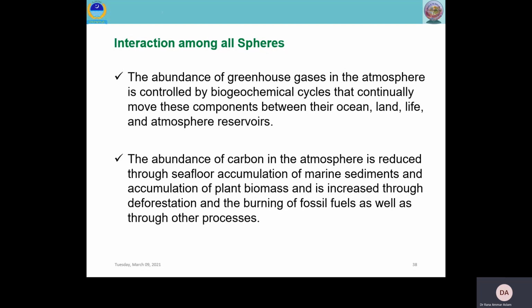The second one is that the abundance of carbon in the atmosphere is reduced through seafloor accumulation of marine sediments. Since there is a direct contact between sea surface and the air, when the air comes in contact, it not only exchanges carbon but also oxygen and carbon dioxide, right? And accumulation of plant biomass is increased through deforestation and burning of fossil fuels as well as through other processes, right? So burning of fossil fuels or deforestation, and as a result the release of gases, is another type of interaction between biosphere and atmosphere, and these gases are absorbed into the oceans. So again there is an interaction between biosphere, hydrosphere and atmosphere. That's how they interact in a cumulative way.